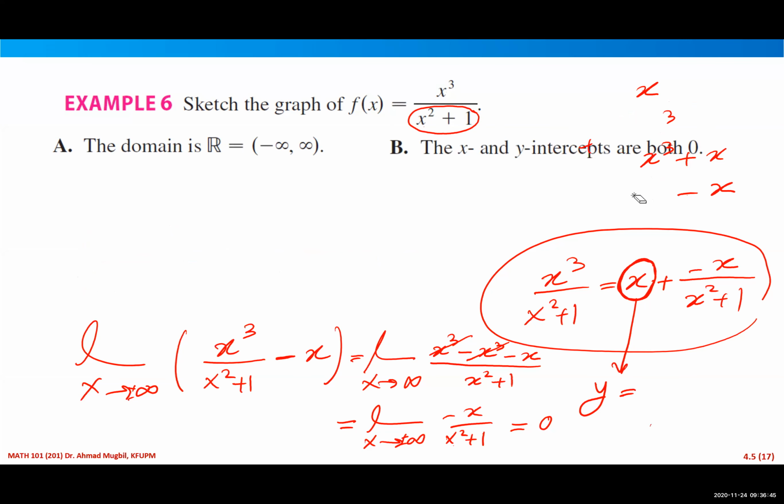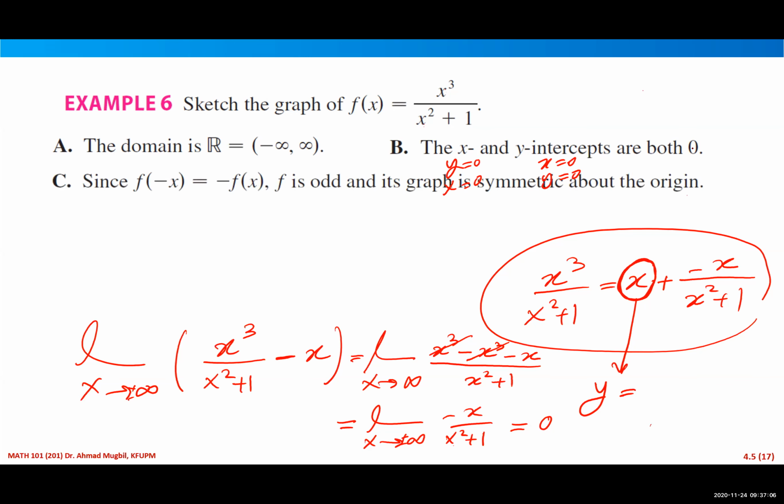Now the x-intercept and the y-intercept. When x is 0, y is 0. So this is the y-intercept, by the way. Now when y is 0, x will be 0 also. So this is why both of them are 0.